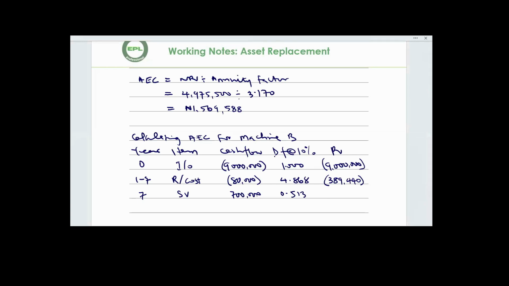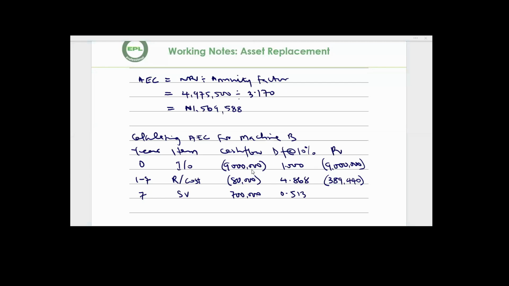I'm sorry, sir, I just want to confirm, why are we having a different discount factor for the running cost and the salvage value? Yes. You can see that the 80,000 is constant from year 1 to 7. So when you have constant cash flows, you are supposed to calculate the annuity factor. So the 4.868 is an annuity factor. When you add up the discount factors from year 1 to 7 at 10%, you get 4.868. Instead of doing it year by year, since it is the same constant cash flow, you just calculate the annuity factor. All right, thank you.